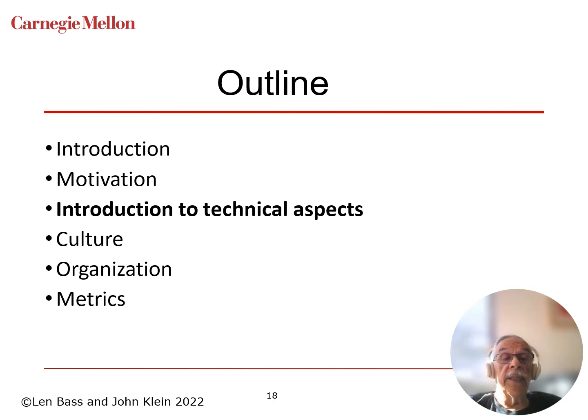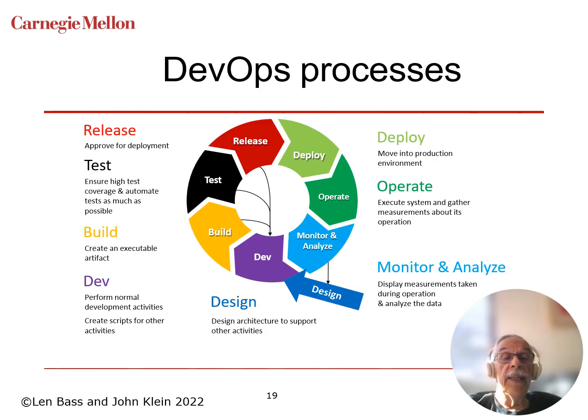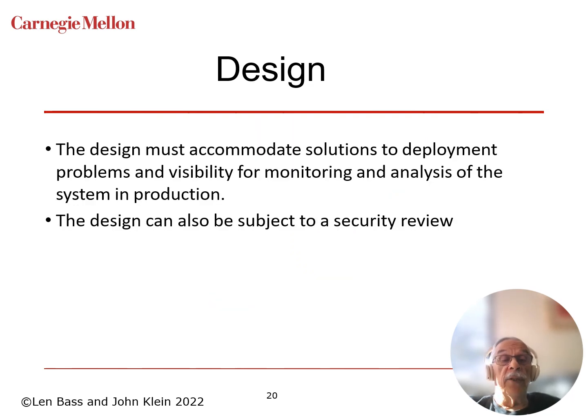Okay, so now let's go into the technical aspects a little bit. So if you look at the DevOps processes, and this is the life cycle, and we'll talk about the life cycle piece by piece here. So the first thing you do is you design it. The design has to accommodate solution to deployment problems. So the design has to be set up so that you can do rapid deployment. And it also has to have visibility for monitoring and analysis. So you have to set up the design so that the appropriate type of monitoring and those results are visible.